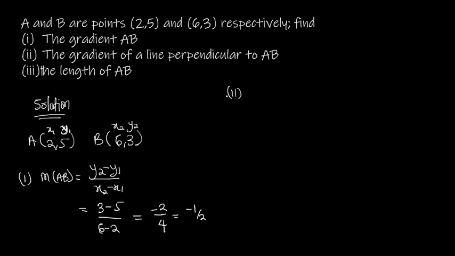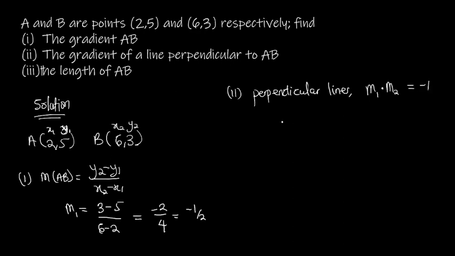Now, the gradient of the line perpendicular to AB. So now we said for perpendicular lines, if you multiply their gradients, you should get negative 1. So assuming the gradient over here is m1, if I multiply m1 by the gradient m2, which is the line perpendicular to the line AB, I should get the result to be negative 1.